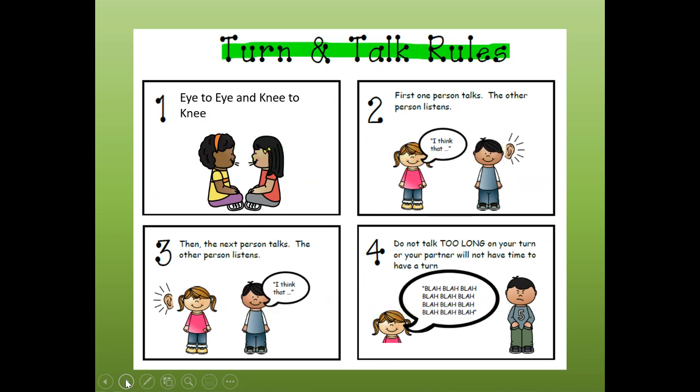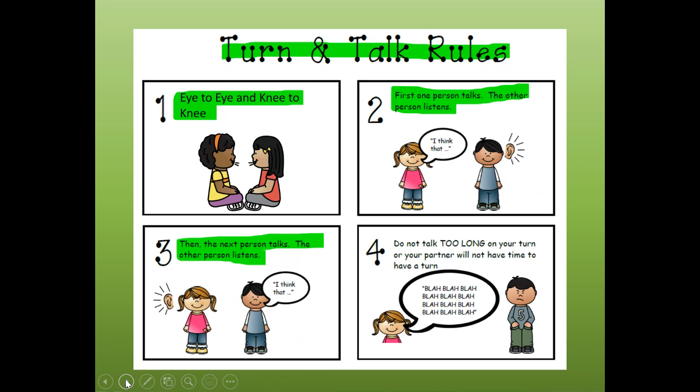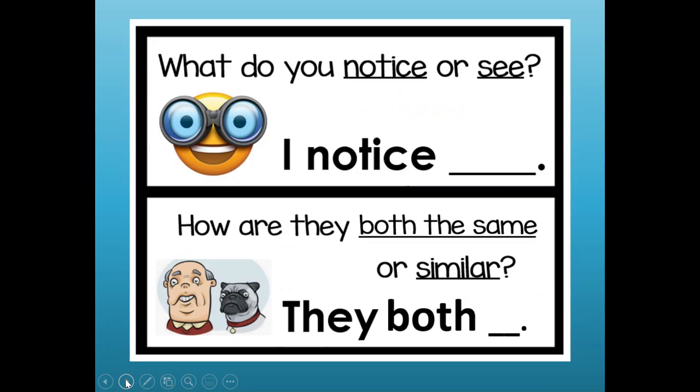Let's go over our turn and talk rules. Number one, eye to eye and knee to knee. Make sure you are looking at the speaker if you have a partner at home. Number two, first one person talks, the other person listens. Number three, then the next person talks, the other person listens. But do not talk too long on your turn, or your partner will not have time to have a turn.